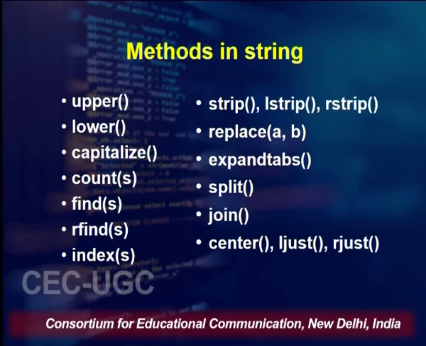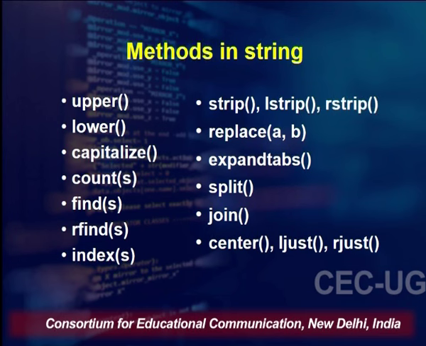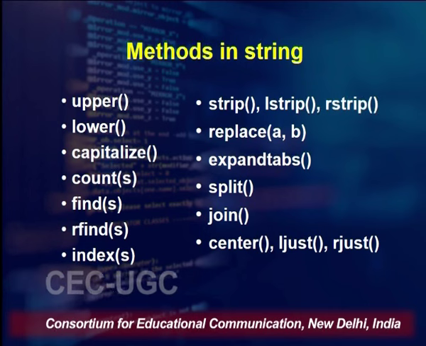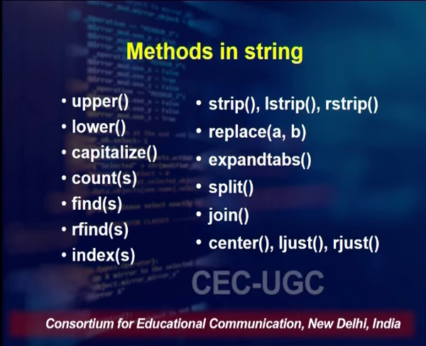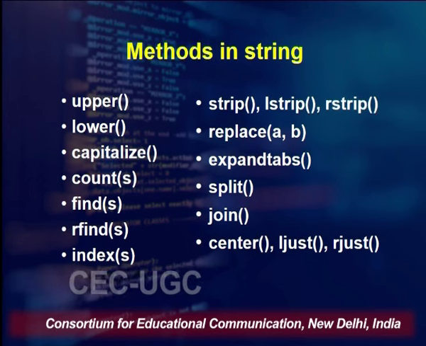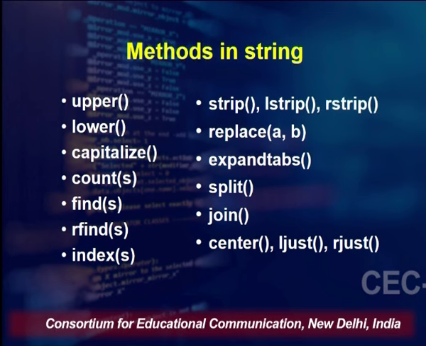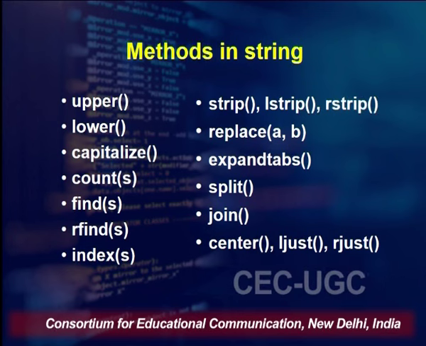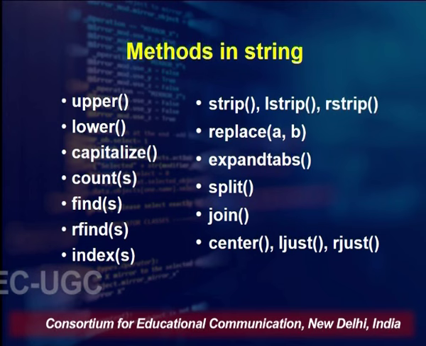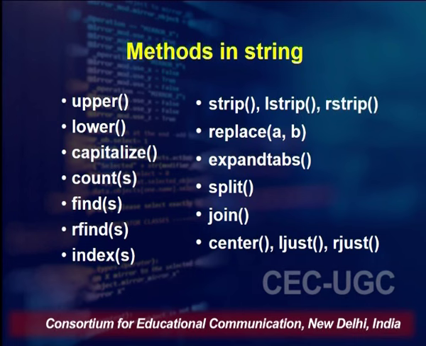If you want to find a particular character, or know the index of a particular character, you will use the index method. If you want to strip a string, you can use the strip method. If you want to strip from the left side or the right side, you will use the lstrip and rstrip methods. If you want to replace a character in the string, you will use replace a with b. If you want to expand tabs, you will use expandtabs.